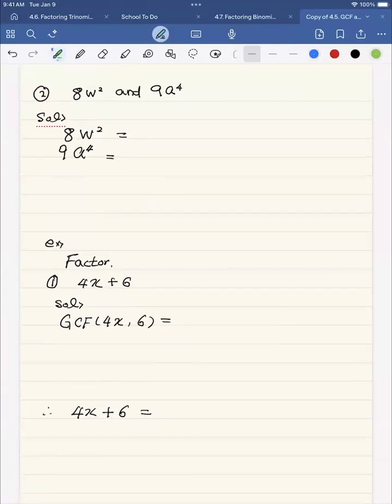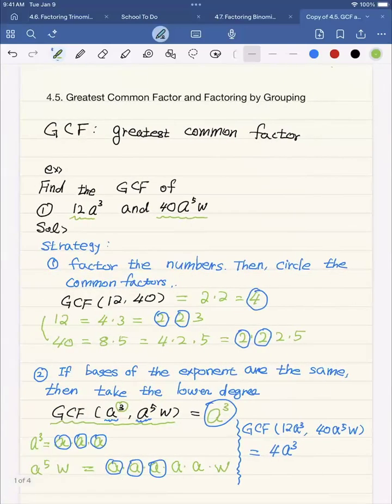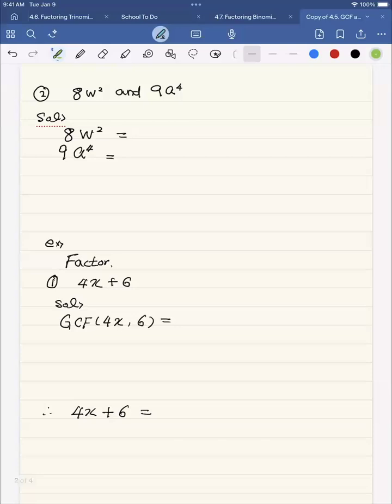Next problem is we want to figure out the GCF of 8w squared and 9a to the fourth power. This is simpler than the previous one, so let's just decompose the numbers and characters. Then 8 will be 2 times 2 times 2, and w squared is w times w, and 9 is 3 times 3, and a to the fourth is a times a times a times a.